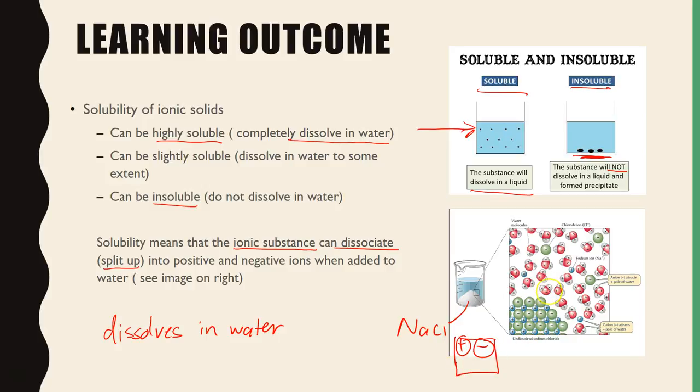When they break up in their water molecule, so that's the water molecule there, and here's the positive cations, and here's the negative anions. They dissociate or break up. There's the positive ones, there's the negative ones. That is known as dissociation, and that will be soluble in water.